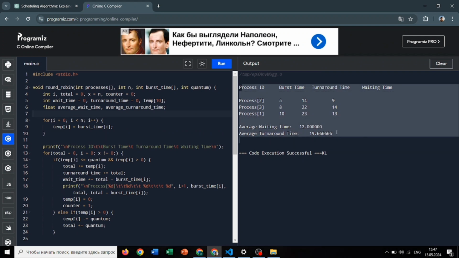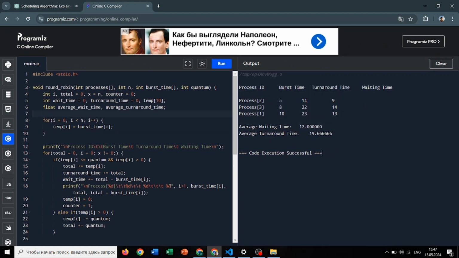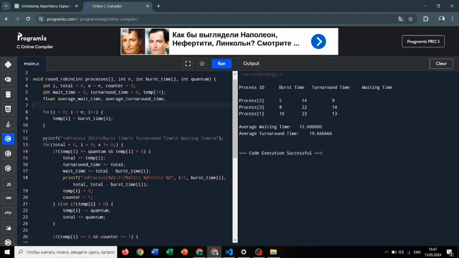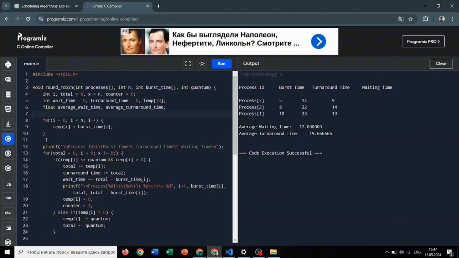Okay, this is our output here, and I will tell you now how it works. According to the details, the burst times of the processes are copied into the temp array for modification during scheduling without altering the original burst times. And here, the loop continues until all processes have completed, until x equals 0.